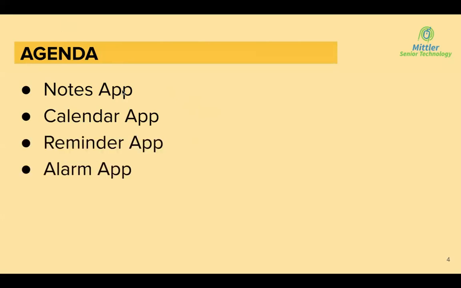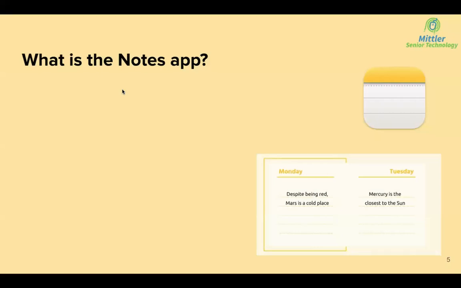Now, like I said, today we are teaching organizing and scheduling. On our agenda, we have the Notes app, the Calendar app, the Reminder app, and the Alarm app. Now, what's easy about these apps is that you will not have to download any of them. They already come pre-installed on your phone when you first buy it.